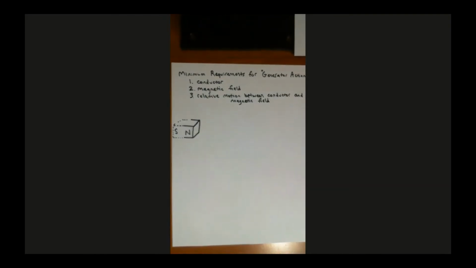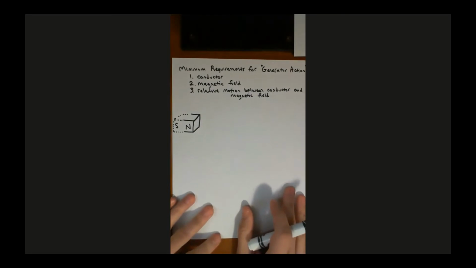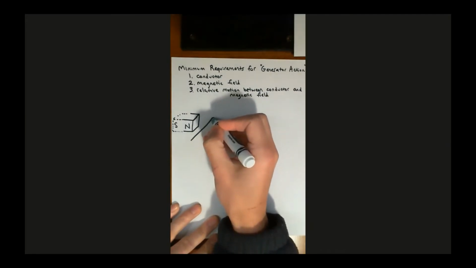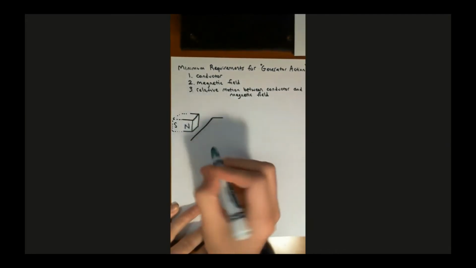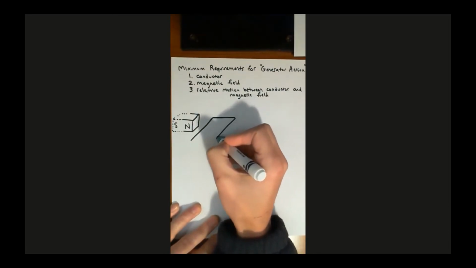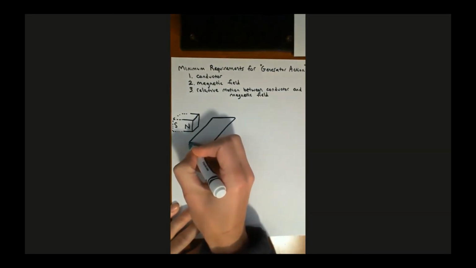Then I have a coil of wire, and for simplicity's sake and for drawing, I'm just going to draw one turn or one loop in that coil of wire. So it looks something like this. And I'm trying to draw it in 3 dimensions, but this is going into the page, okay? So envision this loop of wire going into the page.